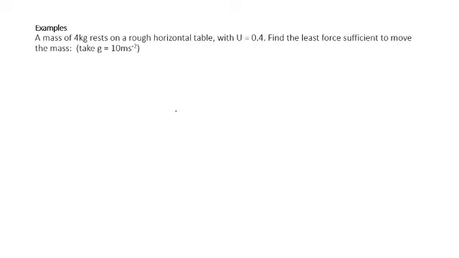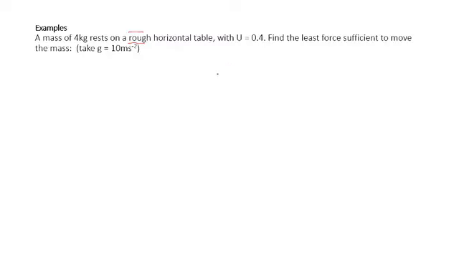So let us do justice to this. A mass of 4 kilograms rests on a rough horizontal table, where the word rough indicates the presence of friction, with U equals 0.4. Find the least force sufficient to move the mass. You have to look for the least force that is sufficient enough to move the mass in a certain direction.